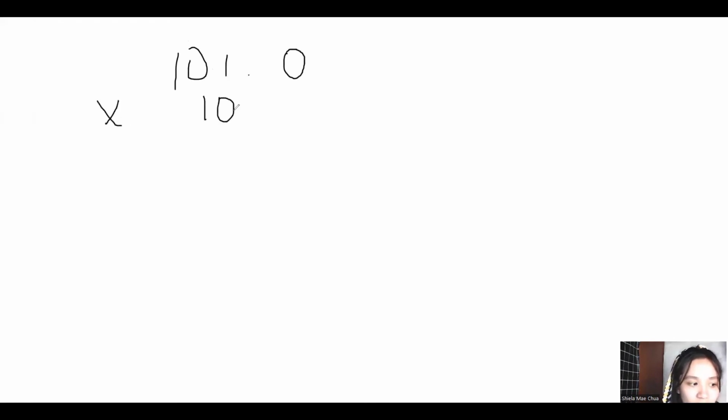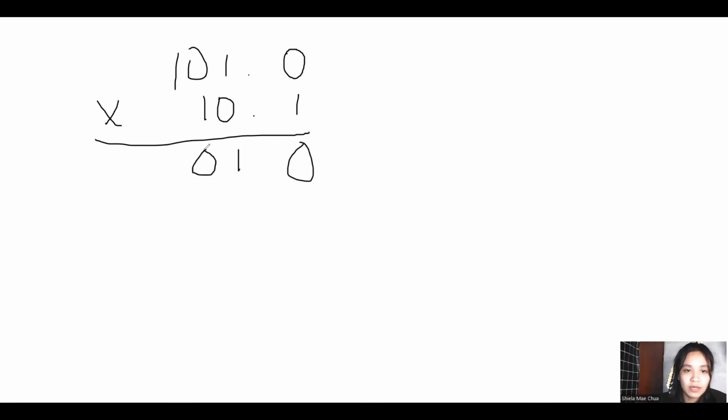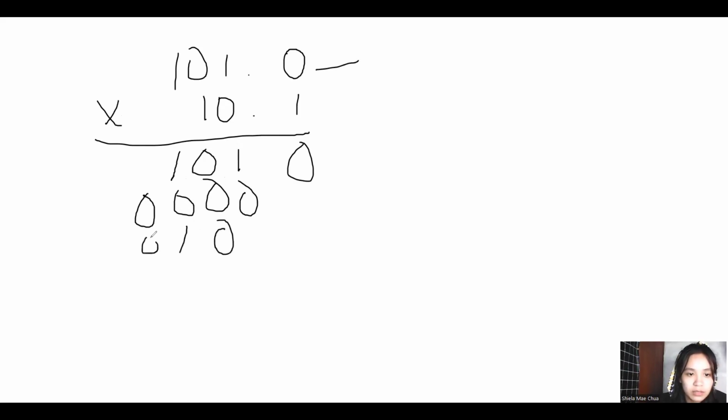Now, let's perform the binary multiplication in a fractional binary number. So, our first example is 101 binary point 0 times 10 binary point 1. 1 times 0 is 0. 1 times 1 is 1. 1 times 0 is 0. And 1 times 1 is 1. 0 times 0 is 0. 0 times 1 is 0. 0 times 0 is 0. And 0 times 1 is 0. And 1 times this value, we will just copy the value. So it will become 0, 1, 0, 1.